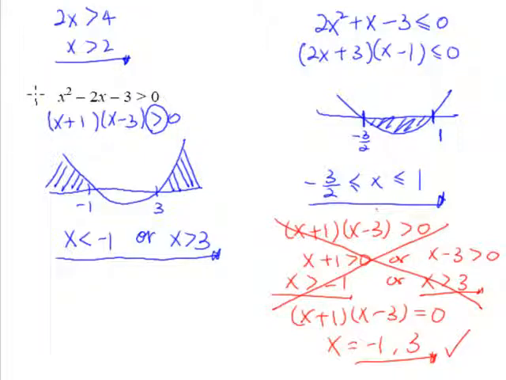Every time you face a quadratic inequality, the first thing you do is factorize, and then you sketch the curve. After you sketch the curve, you identify the parts that you need for the solution, whether you need the positive part, which will be the part above the x-axis, or the negative part, which is the part that's less than 0 and the part that's underneath the x-axis.